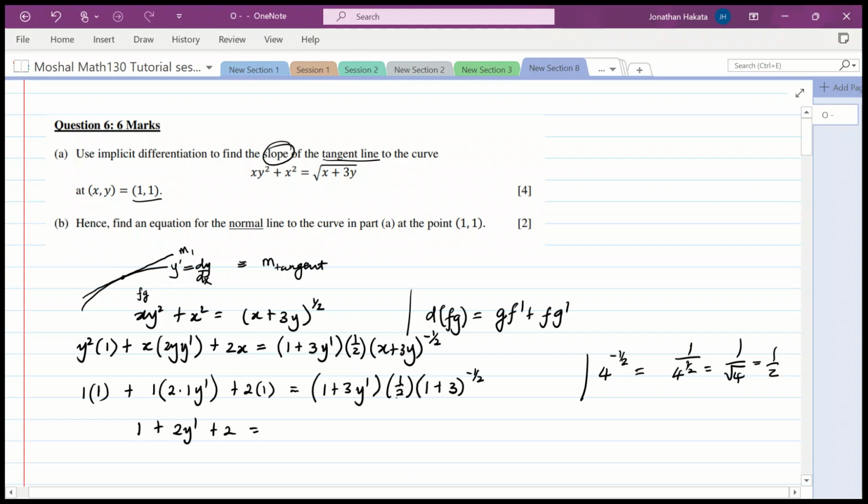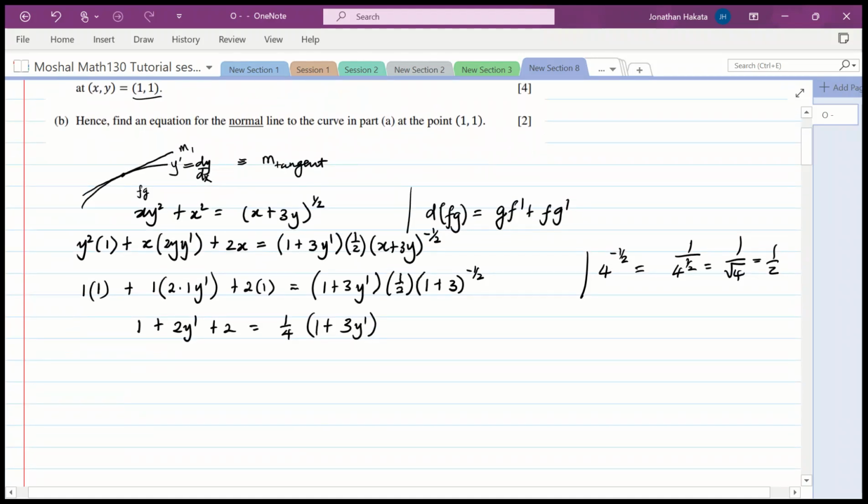That half times this half, I'll get 1/4. So I have 1/4, 1 plus 3y prime. Perfect. Simplifying further, we just have to cross multiply everywhere by 4. In fact, this 1 plus 2 becomes a 3. So I'll have a 4 multiplying 3 plus 2y prime equal to 1 plus 3y prime.